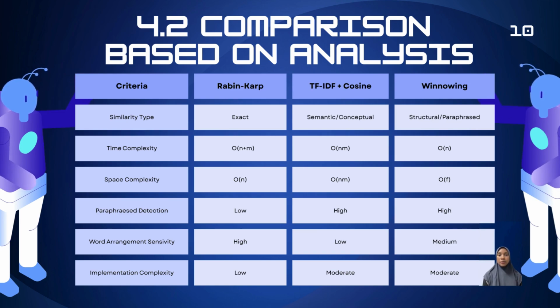Lastly, implementation complexity is lowest for Rabin-Karp. It's easy to apply but limited in capability. TF-IDF with cosine similarity and winnowing are moderately complex and require more understanding, especially when tuning them for academic environments.